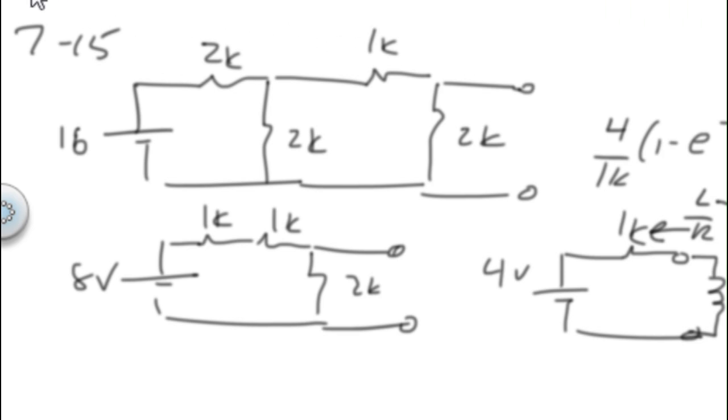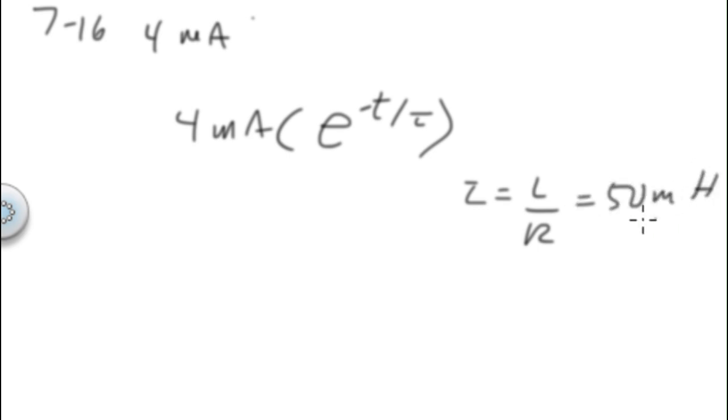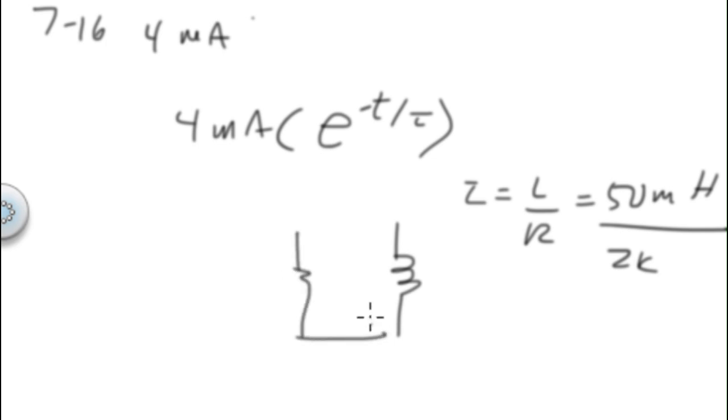Now, for the discharge side of it, you got to remember that 4 milliamps. So 4 milliamps is the starting point, but our 4 milliamps goes through e to the minus t over tau, where our tau now is tau equals L over R, where our L is equal to 50 millihenries, and our R is the 2K resistor. That's all that we have left. So that current now is flowing like this, and it's only flowing through that one 2K resistor. So that's our R, is that one 2K resistor.